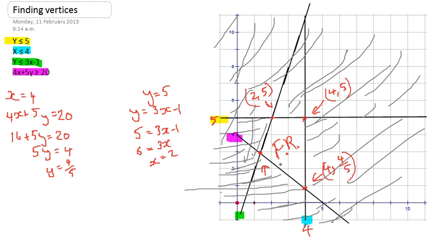Now this last point, I need to solve simultaneously because I've got two straight lines, both in terms of y and x. I can't put that into my calculator at the moment. My purple line is ready, but my green line is not. It needs to be rearranged. So I'm going to rearrange that, and I'm going to get 3x minus y equals 1.